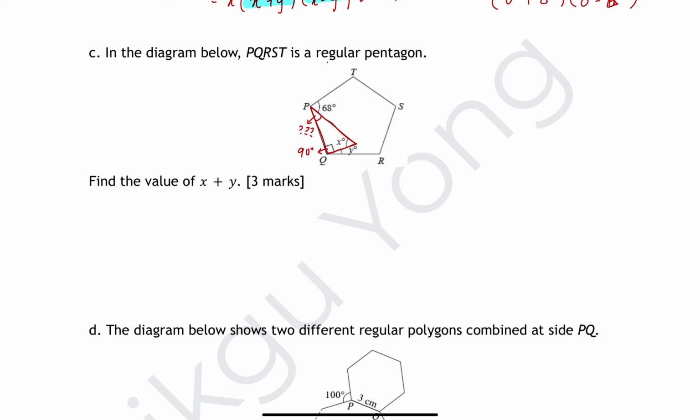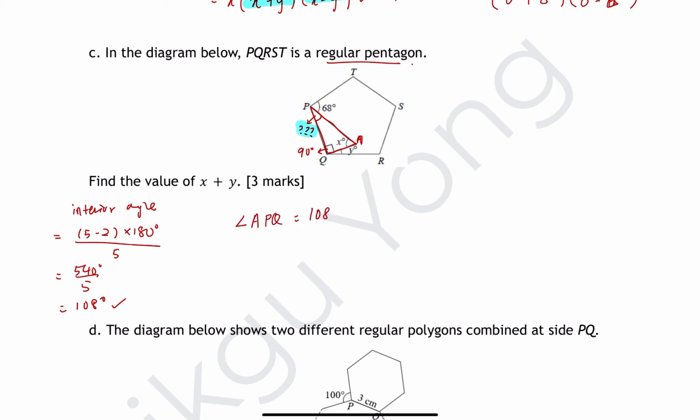And since this is a regular pentagon, you can get your interior angle first. So interior angle is (5 − 2) times 180 divided by 5. So you will get 540 over 5, which means 108 for each. Okay, then to get this question mark angle, let's put something here. Maybe this is an A. To get your angle APQ, you will use 108 minus 68. Okay, then you will get 40 degrees here.